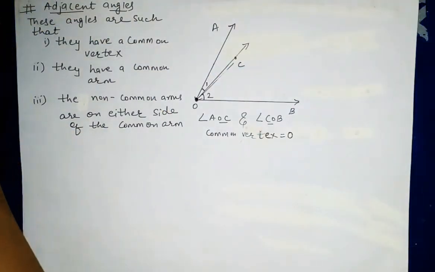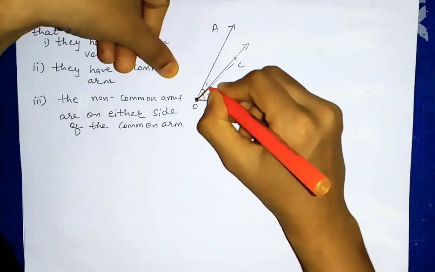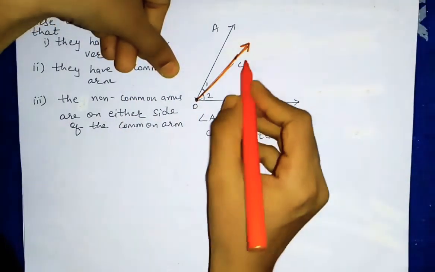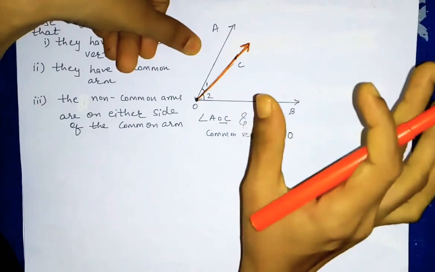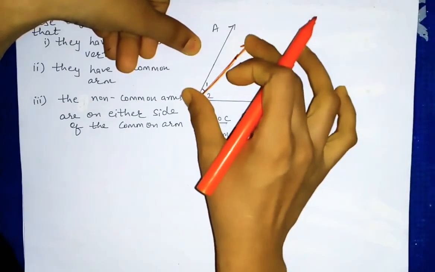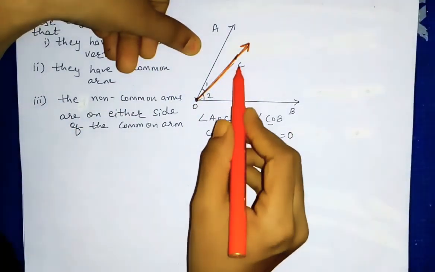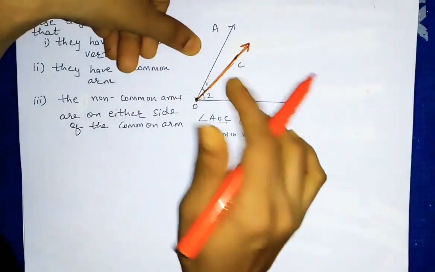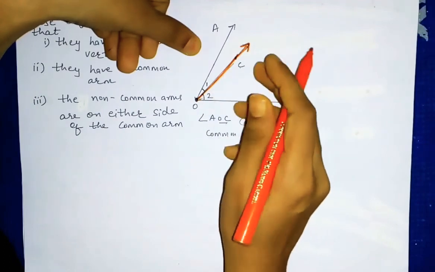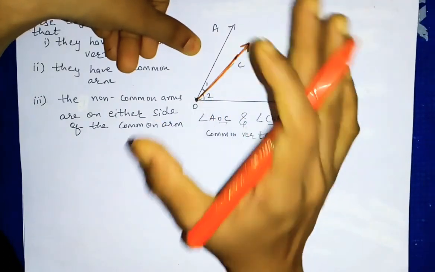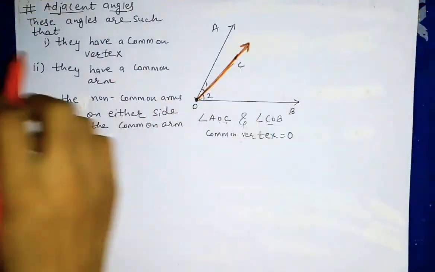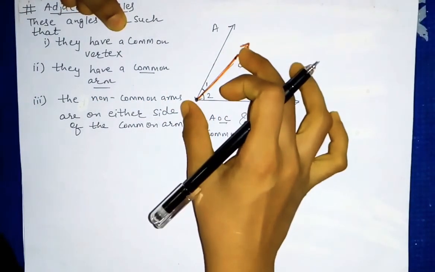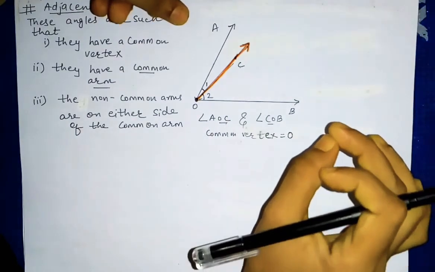So this is called the common arm. This OC, when we see angle AOC, OC is coming, and when we see angle COB, in that also OC is coming. In both the angles this part is common. So this OC is called the arm, so they have a common arm. So yes, the common arm is there, and the second condition is also fulfilled.